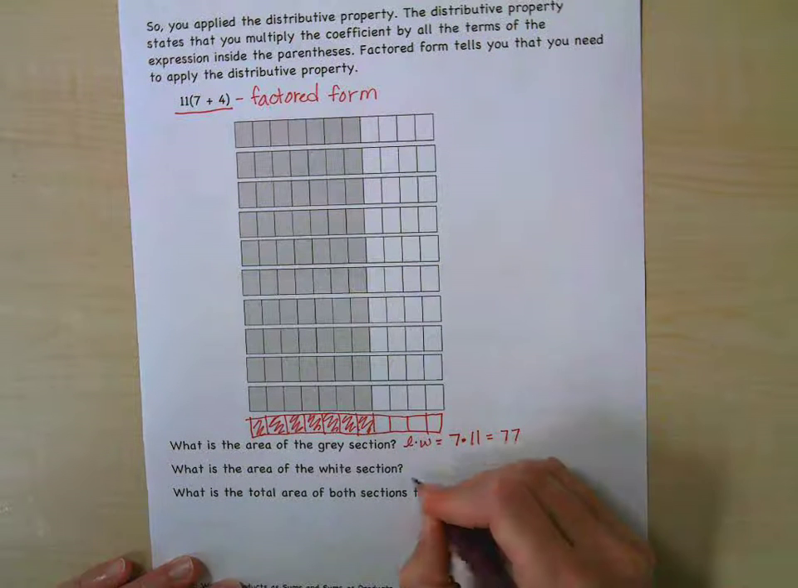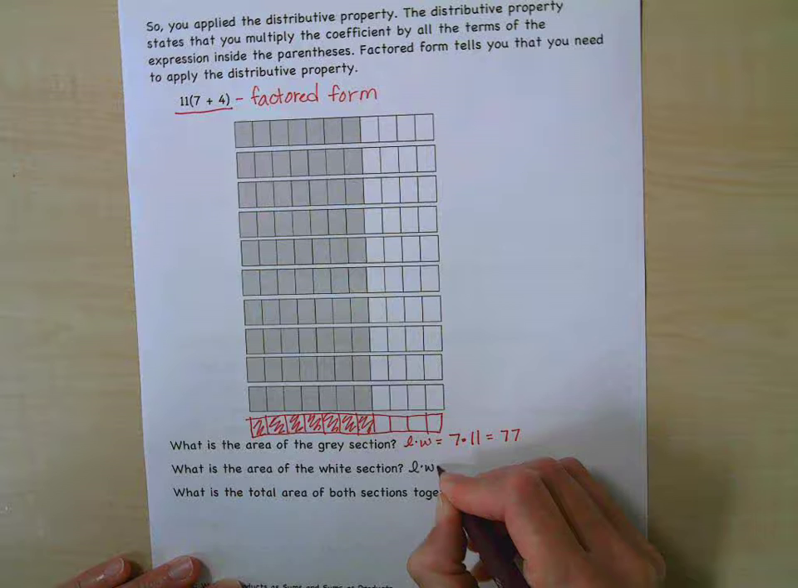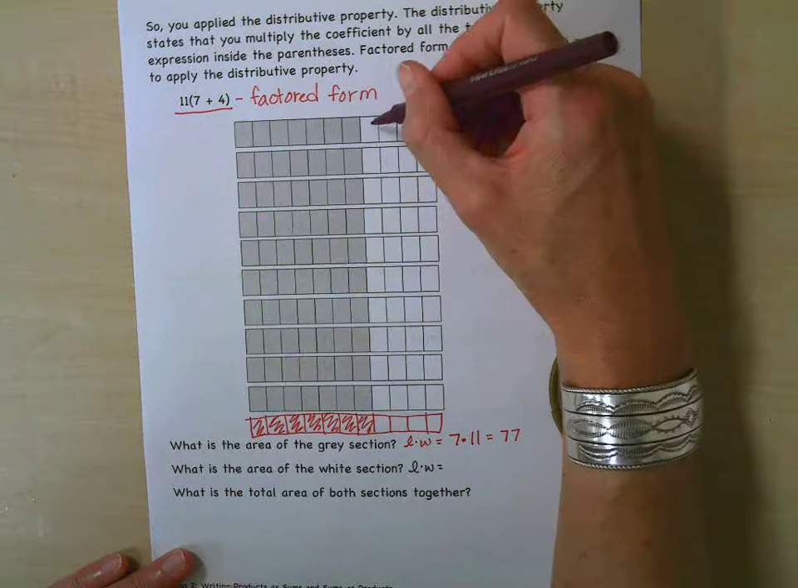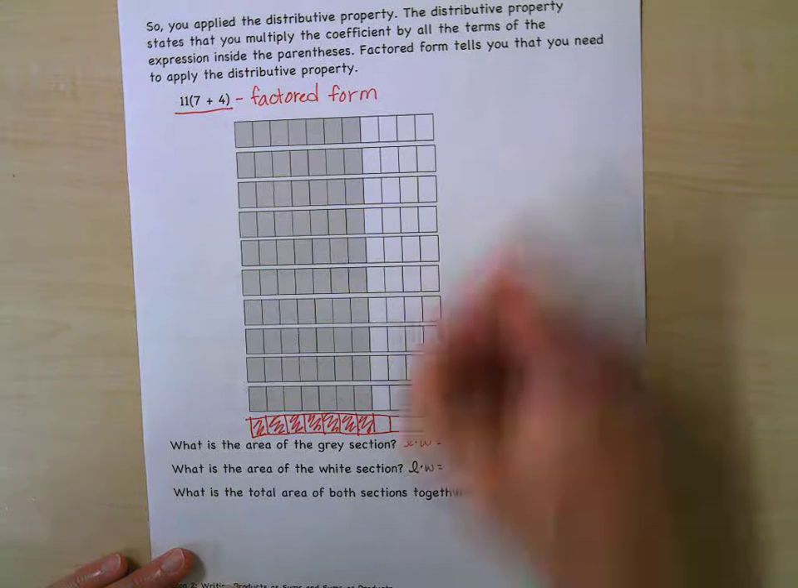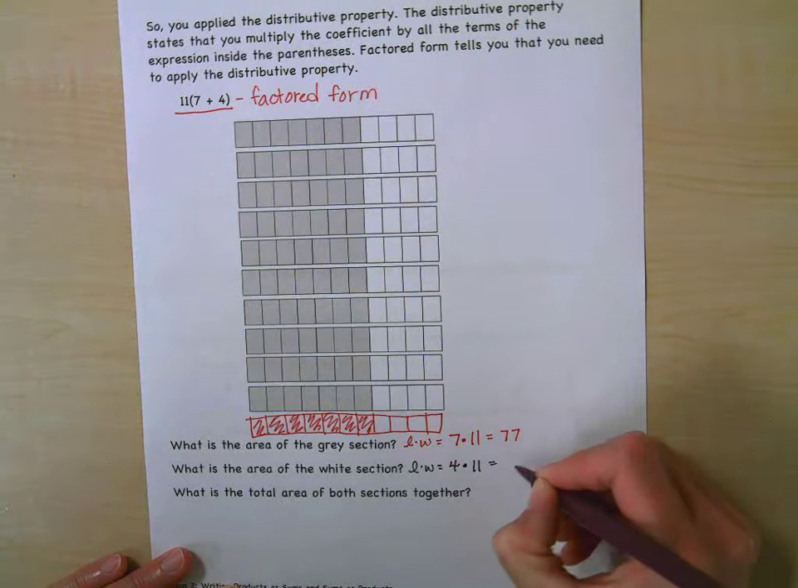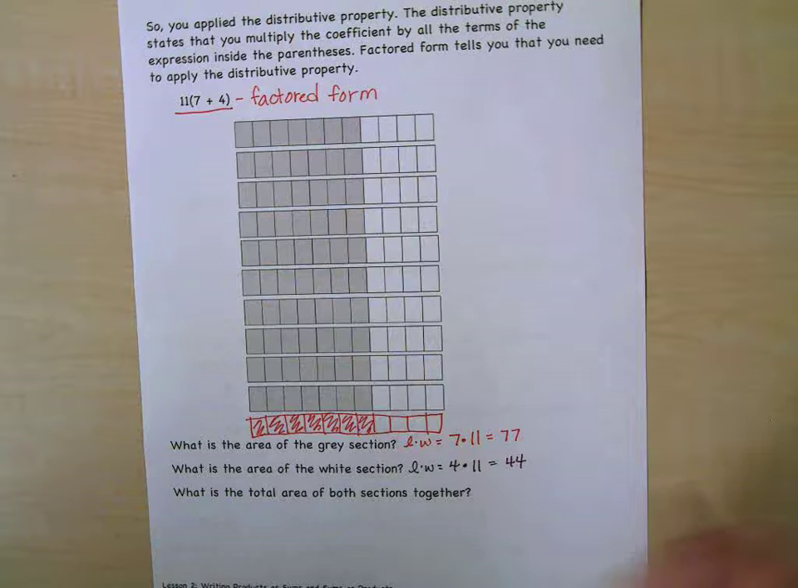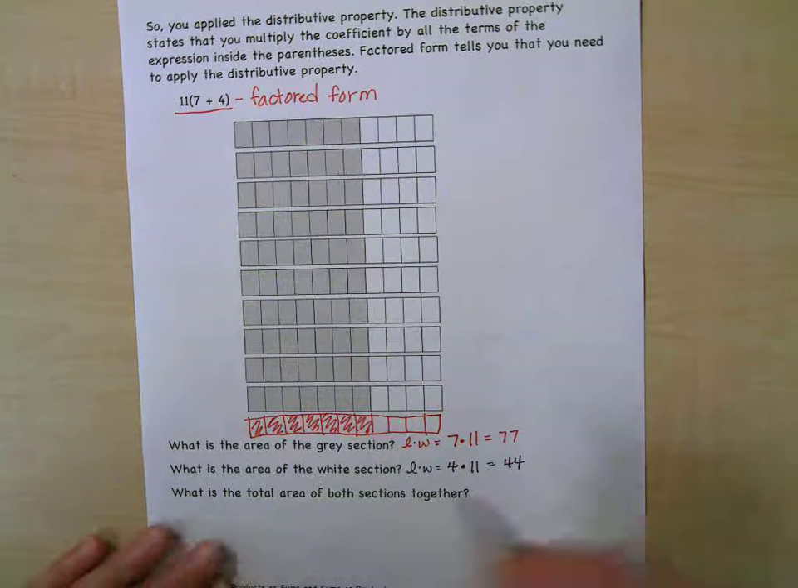Okay, now what is the area of the white section? So again, we're remembering length times width. So the length of this one is 1, 2, 3, 4. So I have 4 times 11. We just counted them, and that gives me 44.